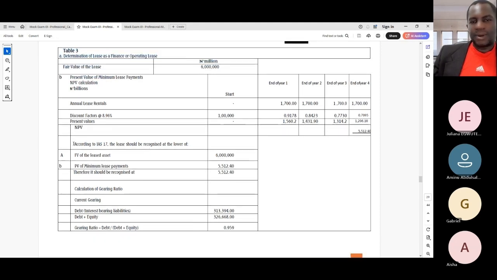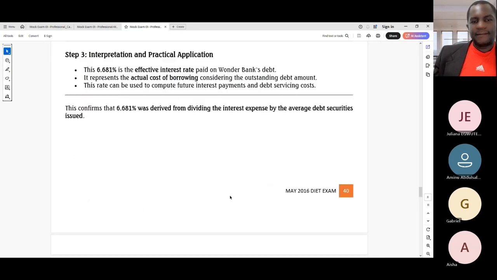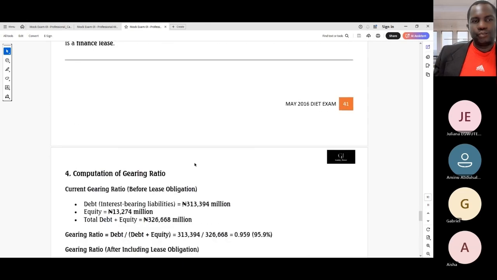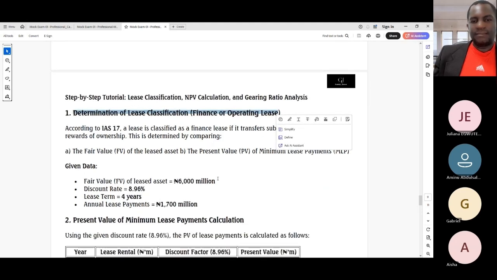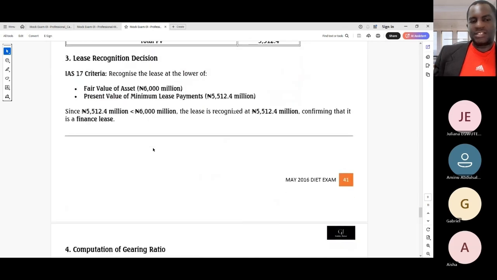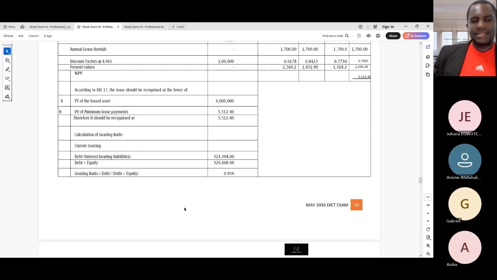IAS talked about the recognition, and these are the figures. So follow my computation step by step here. If you come here, you see finance. I have the determination of the lease, finance and operating. You can see how I came by the computation. Very, very step-by-step approach. It's easy for you to assimilate and comprehend. And that spoke to this table 3 on the lease.